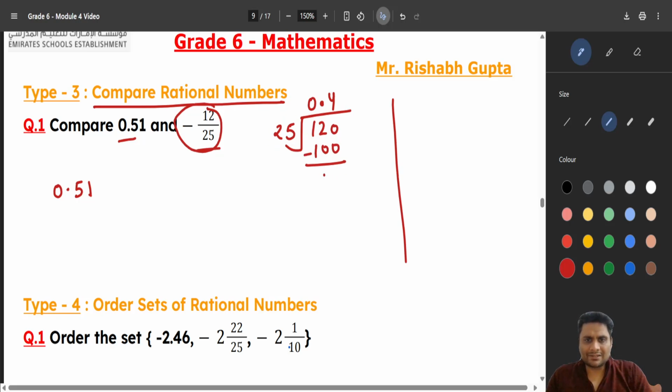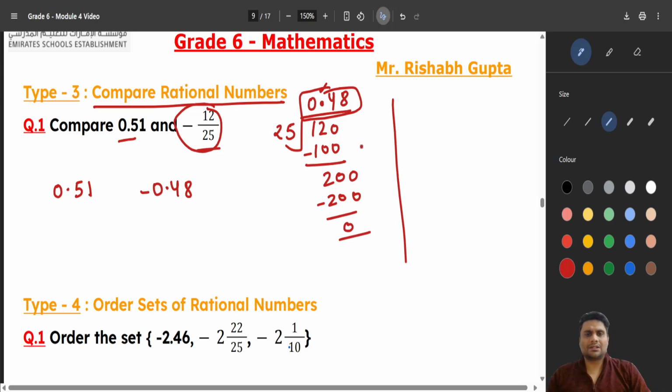Then we will do minus. I will get 20 here. 20 is smaller than 25. I have decimal, which means I can again put a 0. Now 25 times 8 will give me 200. I will do minus. I will get 0. So my answer is 0.48. So this will become minus 0.48. Okay.